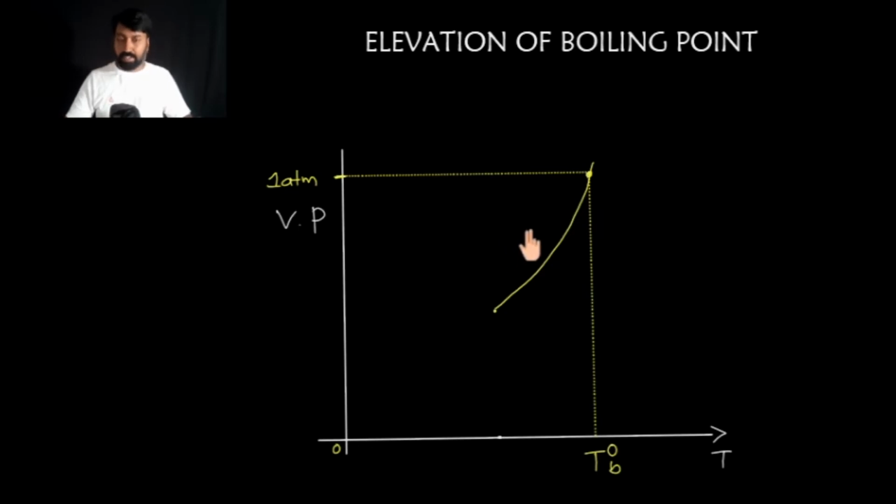Now, to the same solvent, I'm going to add some non-volatile solute like sodium chloride, and that becomes a solution of a non-volatile solute. For example, you can take water and table salt, that is sodium chloride. That is a solution which contains a non-volatile solute. When you add a non-volatile solute to a volatile solvent, the surface of the solvent gets occupied by some of the solute particles.